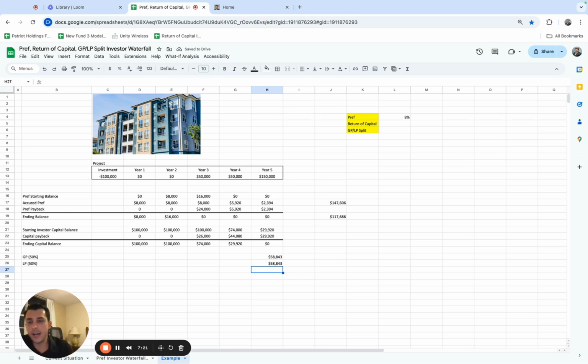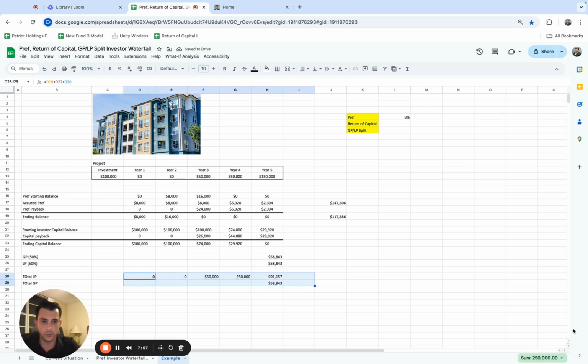So you can see in this example how it works. First, the pref has to be paid back. Once the pref is paid back and goes to 0, we can start returning investor capital. And once investor capital is fully paid off, then we can go to this final GP LP split. Okay? And if you do total LP and total GP, total LP payments are going to be, we paid the LP here, we paid the LP here, and we paid the LP here. You add these all together, and then we paid the GP basically just right here.